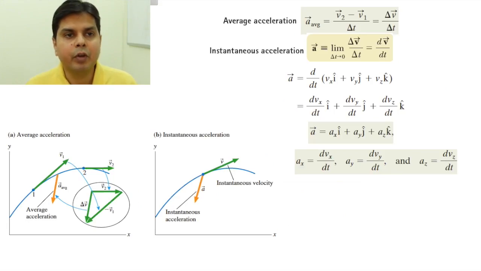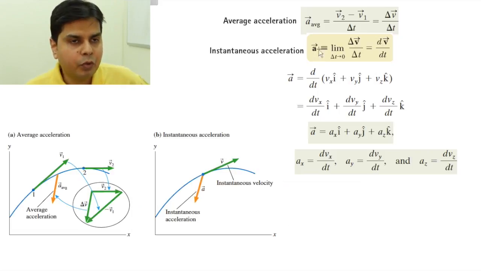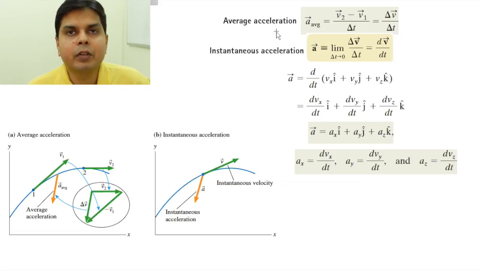After finding velocity, let's see how to calculate acceleration. For acceleration also we will have one term called average acceleration. So what is average acceleration? That will be v2 minus v1 by delta t, that is change in velocity divided by time, that is delta v by delta t. In order to find instantaneous acceleration, I will take the limit of this expression as delta t tends to 0, so I will get a is equal to dv by dt.